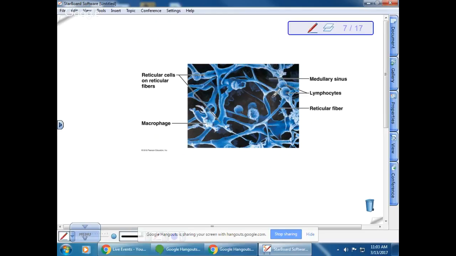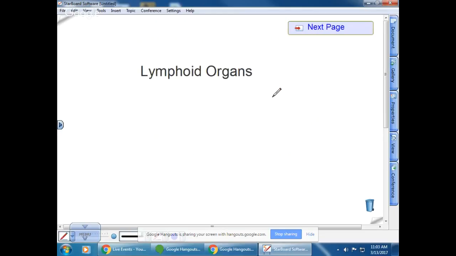So we have also lymphoid organs, and organs means that they're composed of more than one type of tissue. And so we have large nodal tissues like the tonsils. So we have the palatine tonsils.